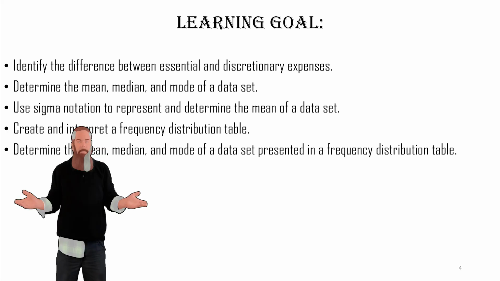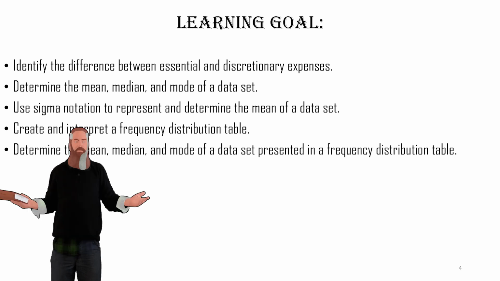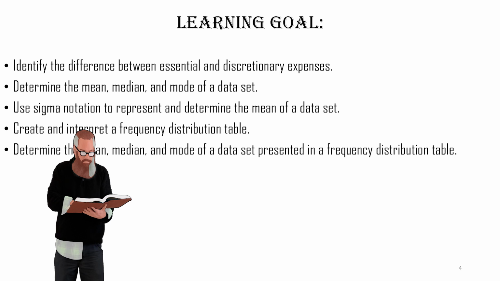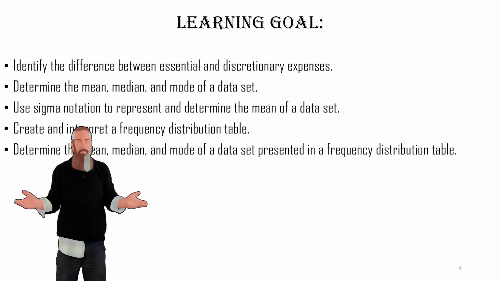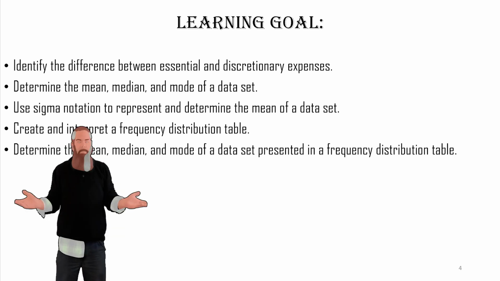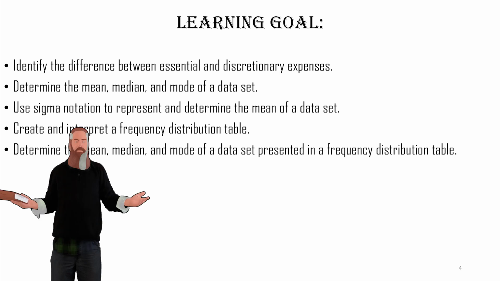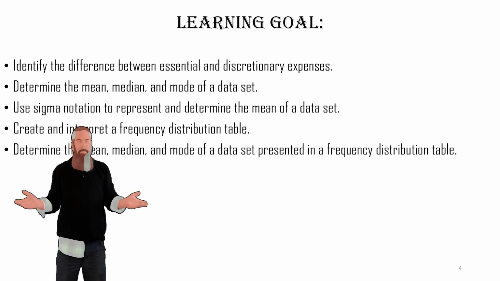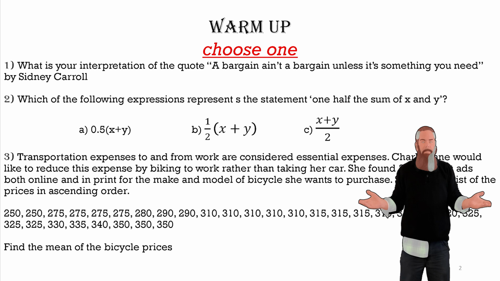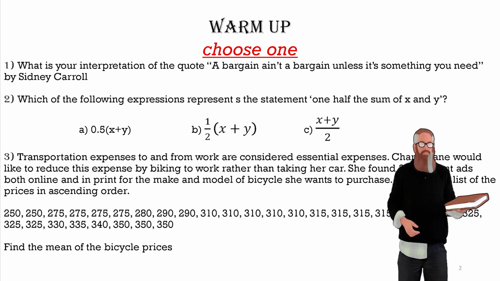In this lesson, we're going to identify the difference between essential and discretionary expenses, determine the mean, median, and mode of a data set, use sigma notation to represent and determine the mean of a data set, create and interpret a frequency distribution table, and determine the mean, median, and mode of a data set presented in a frequency distribution table. All to answer the question, what do you need? What do you want?